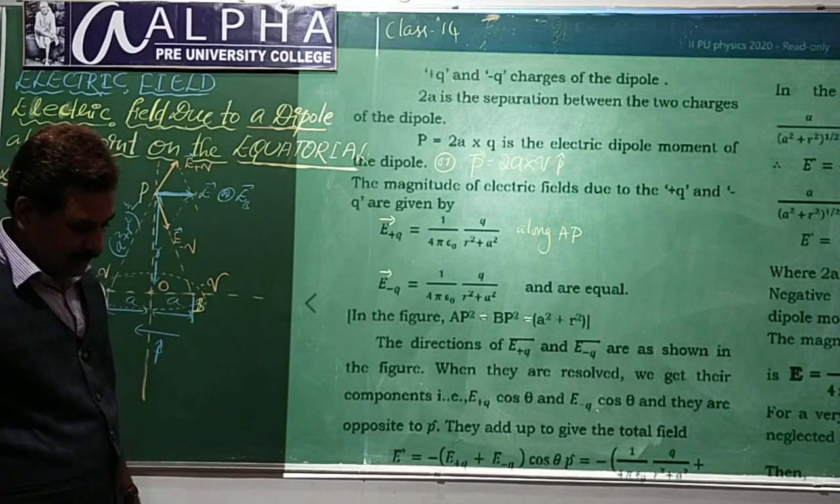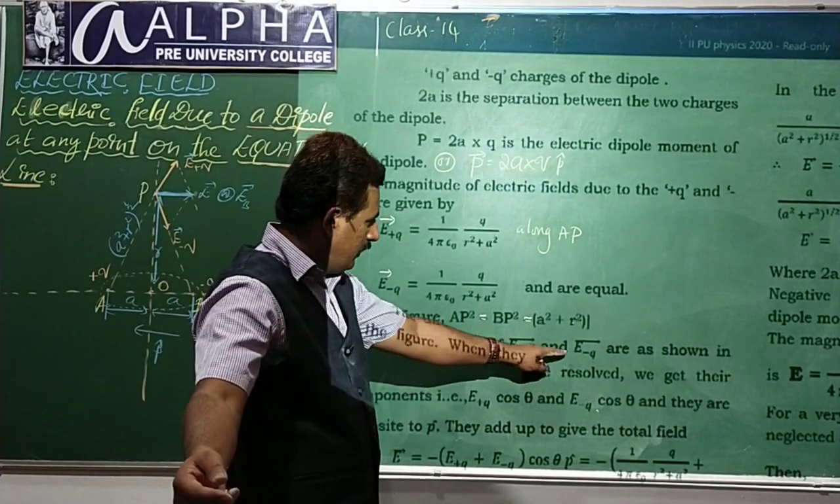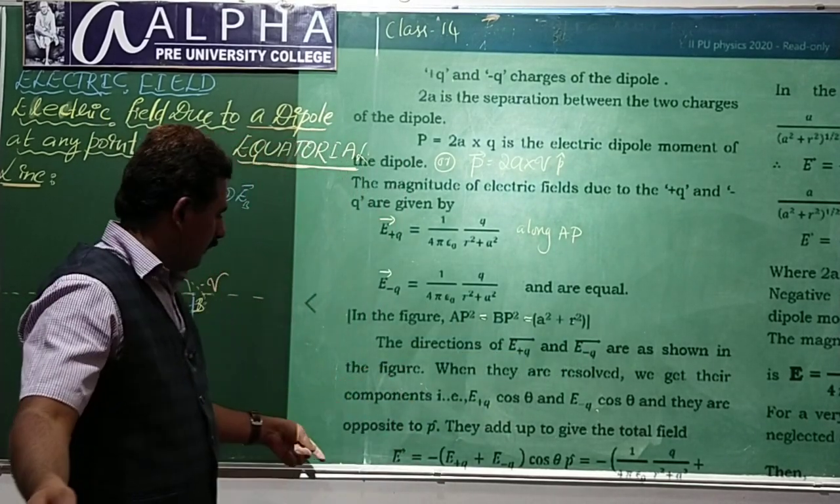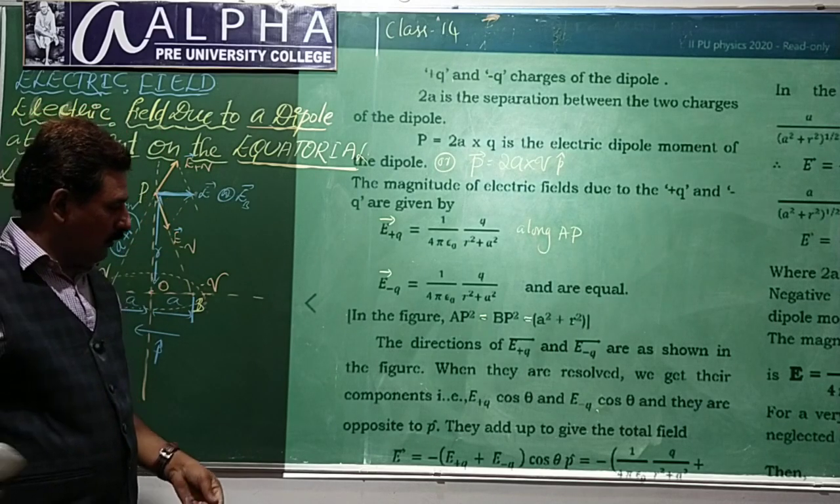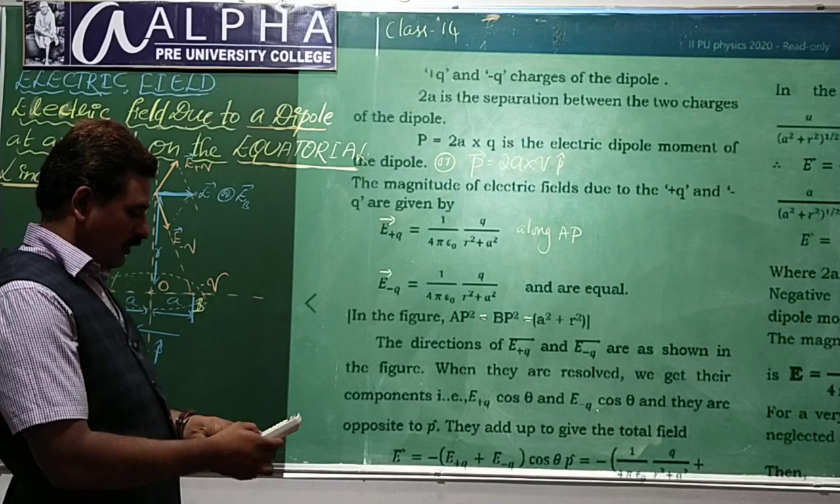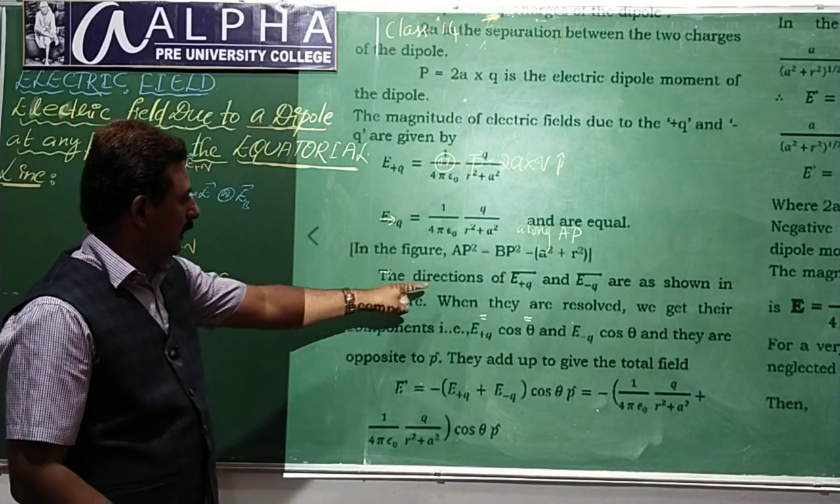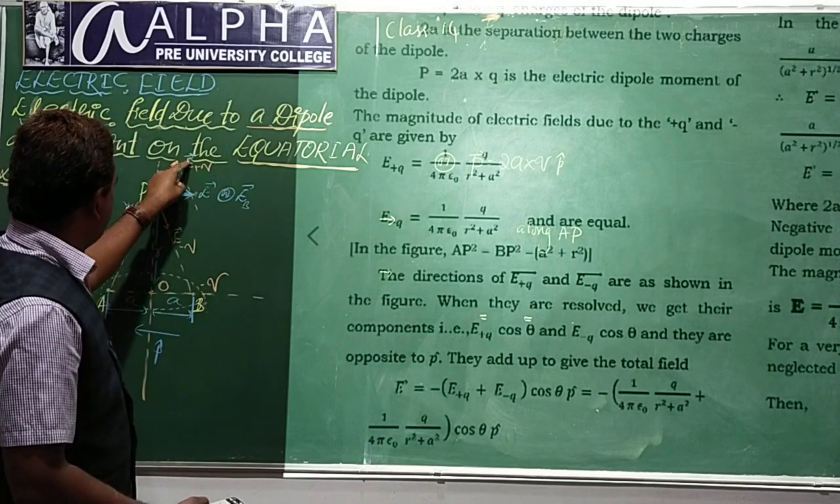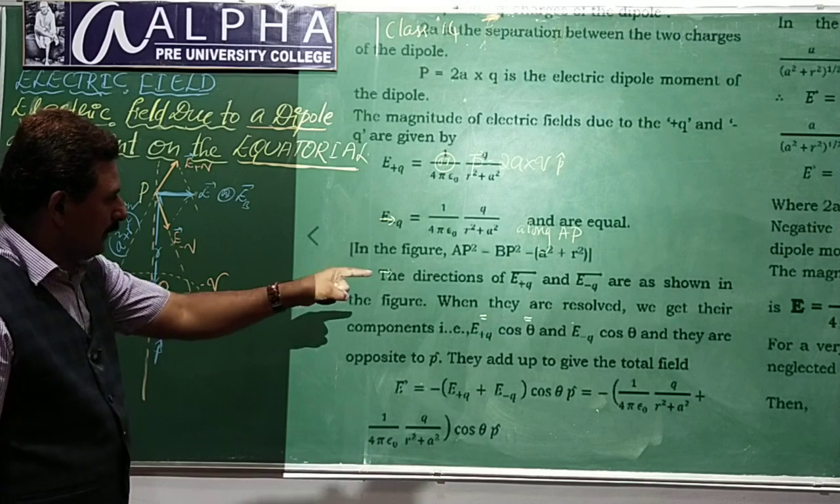The directions of E plus Q and E minus Q are as shown in the figure. You have shown the directions of E plus Q and E minus Q. I will show you, see here. E plus Q like this, E minus Q like this. I have explained this to you already.